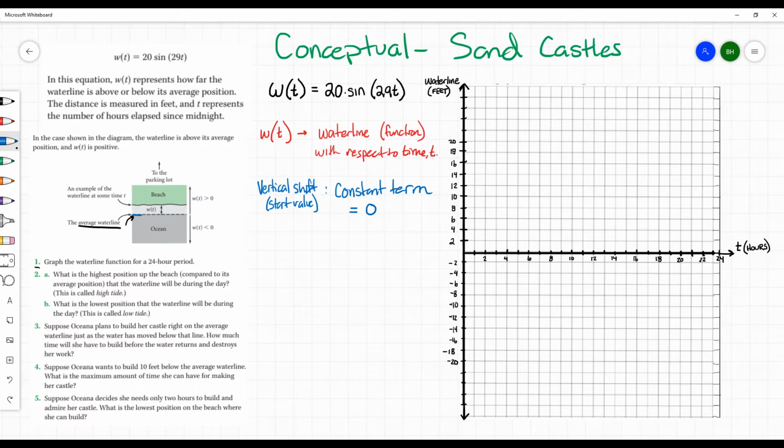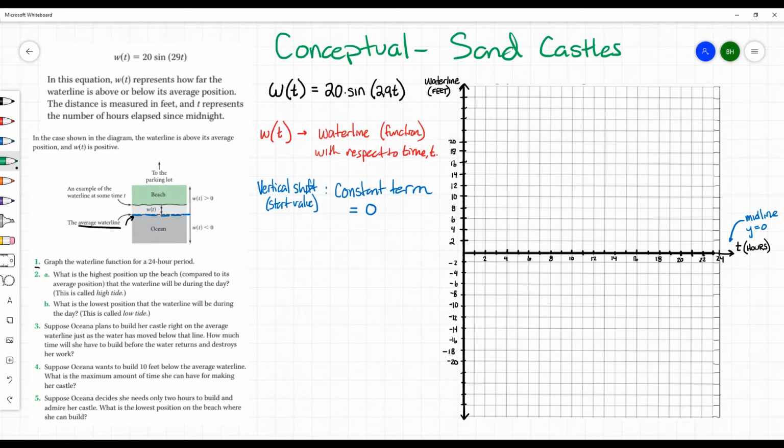So this water line here, or in other words, the midline, is going to be on this axis. I'm going to put an arrow and call this our midline at y equals 0, so that you can use that as our reference.